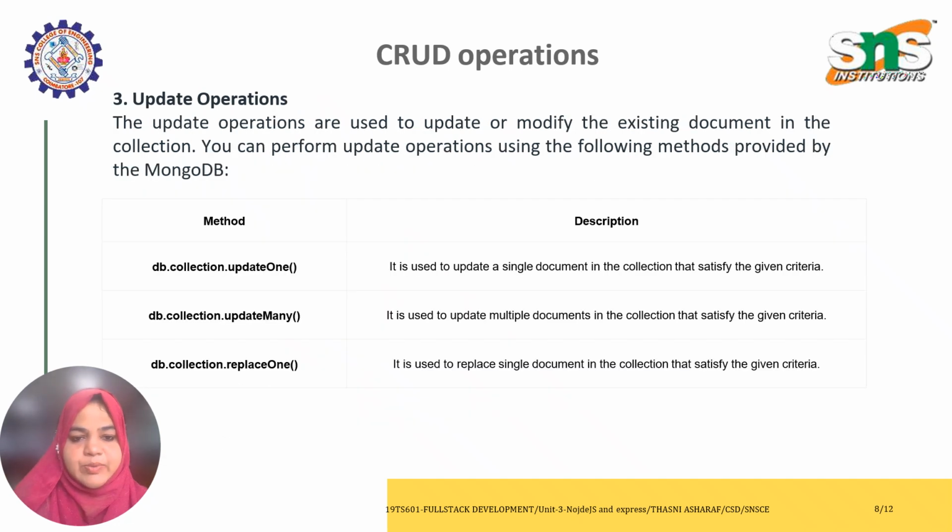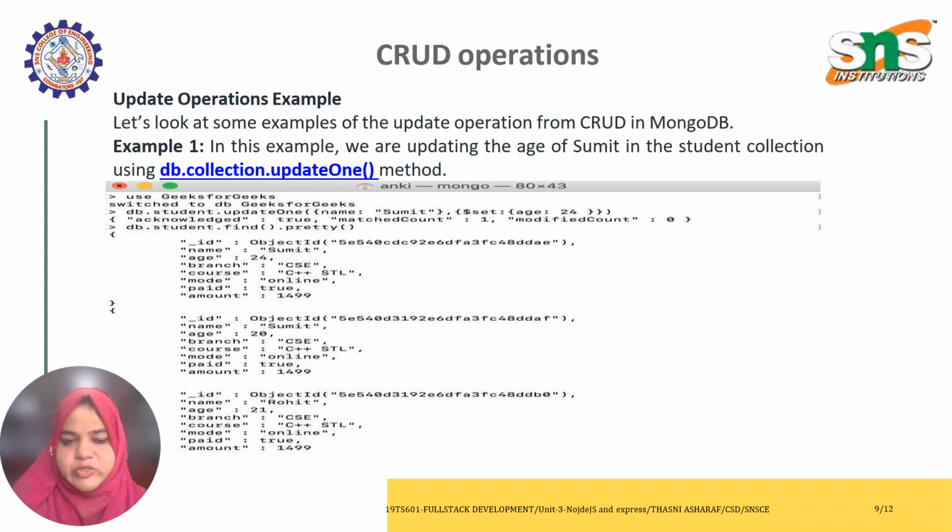Next is the update operation. Update operations are used to update or modify the existing documents in the collection. You can perform this in several ways. db.collection.updateOne is used to update a single document that satisfies the given criteria. db.collection.updateMany is used to update multiple documents that satisfy the given criteria. And db.collection.replaceOne is used to replace a single document that satisfies the given criteria.